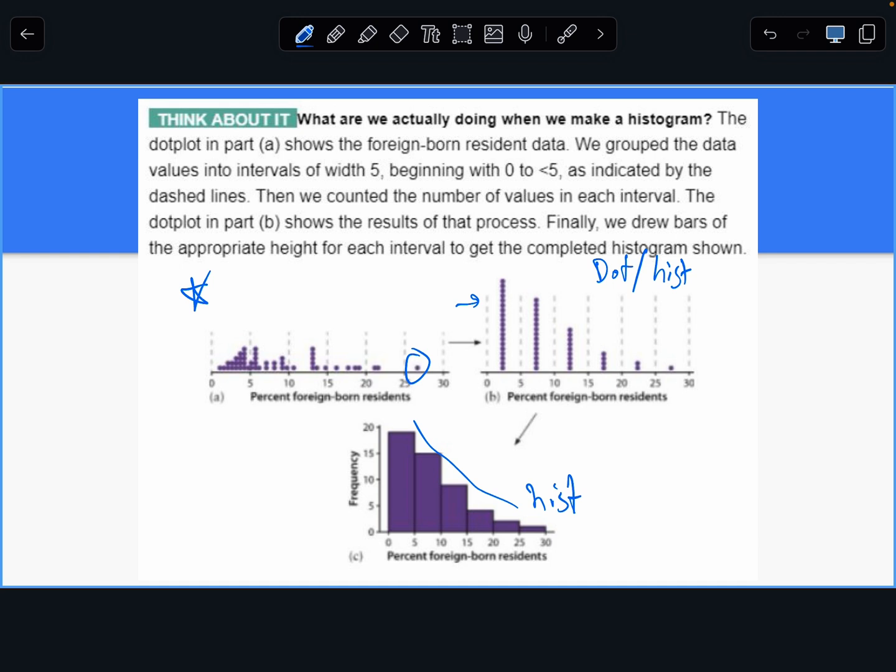Okay, so a histogram, the benefit is that it's much easier to see trends. It's great for larger sets of data, but it can bias the data in terms of outliers. The benefit of the dot plot is that it's much more individualized, much more specific, but it's harder to see the overall trend.